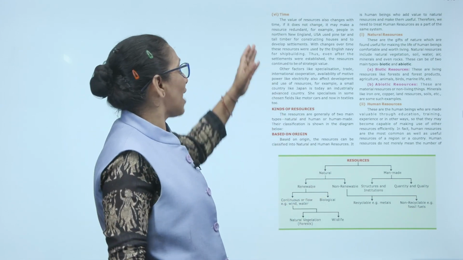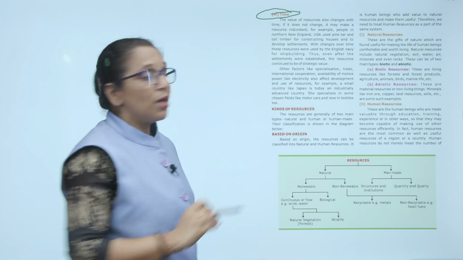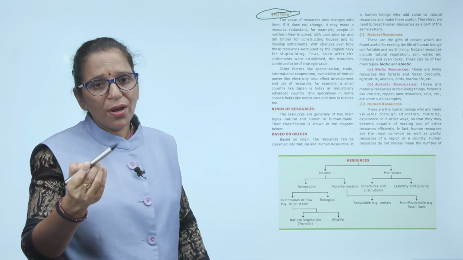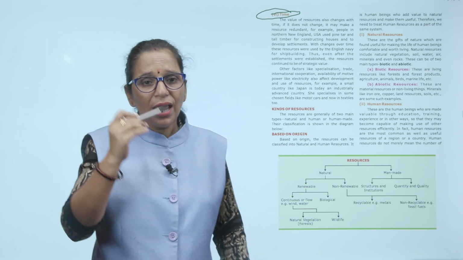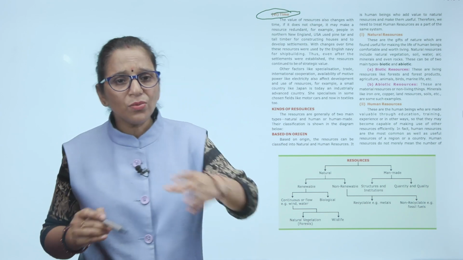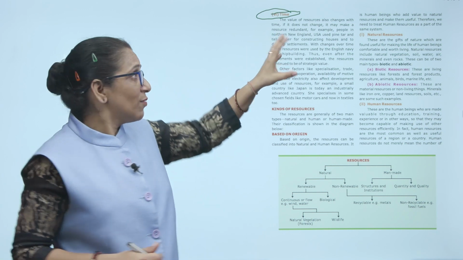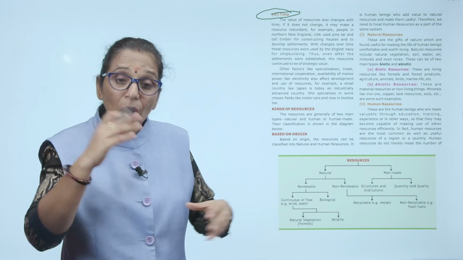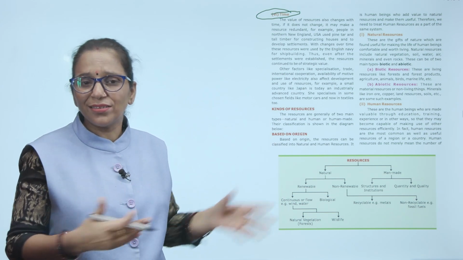Now, next what we have to see: time. The value of resources also changes with time. If it does not change, it may make a resource redundant. For example, Northern New England, USA, used pine tar and tall timber for constructing houses and to develop settlements. With changes over time, these resources were used by the English Navy for shipbuilding. So see, with the passage of time, the use of resources also changed. Previously the timber was used for shipbuilding, now it is used for settlement. So even after the settlements were established, the resources continued to have strategic value.